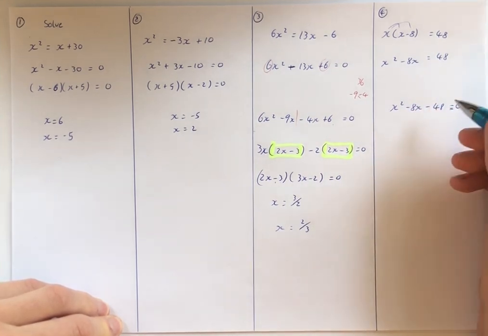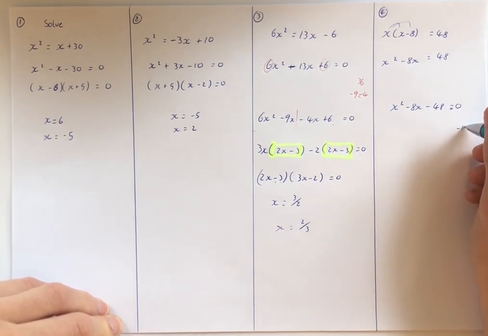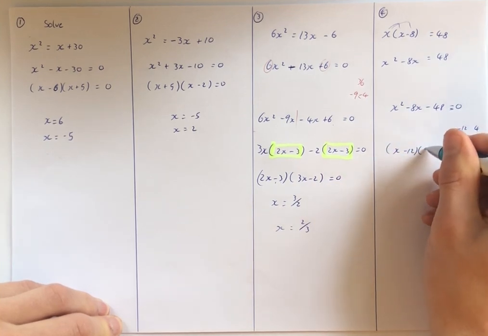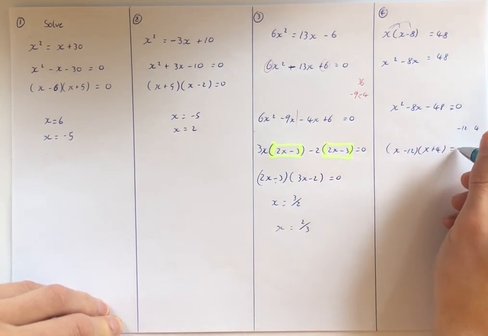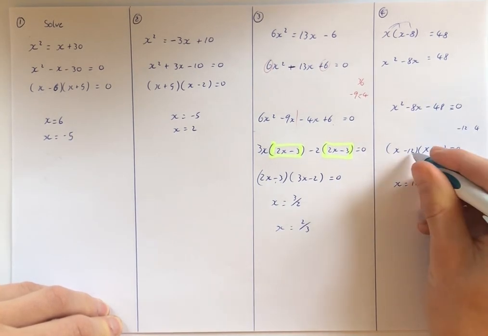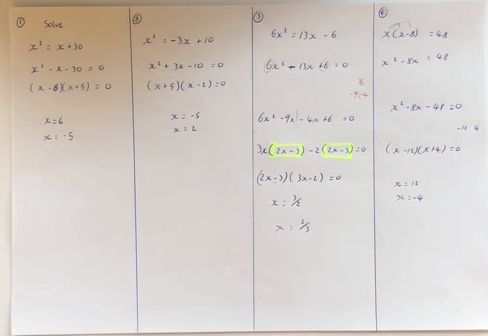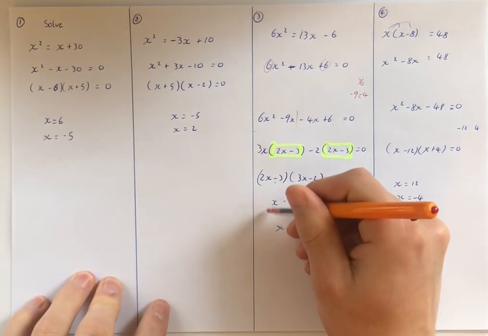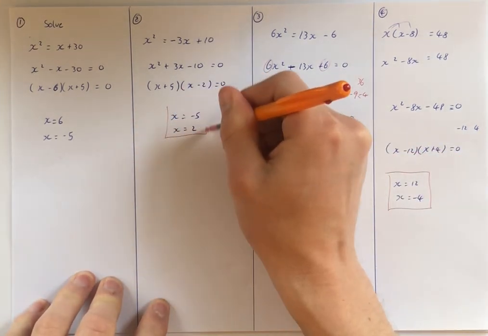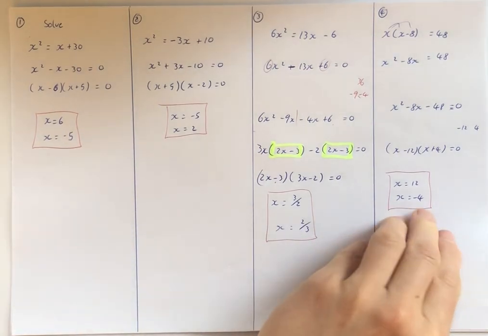And again, I'm factorising, so I need the factors of negative 48 to add to negative 8. So negative 12 and 4. So x minus 12 and x plus 4 equals 0. That's the factorisation. And my solutions are now 12 or negative 4. Okay. I should probably put these into a red box so it's really obvious what the solutions are. Alright, next 4.